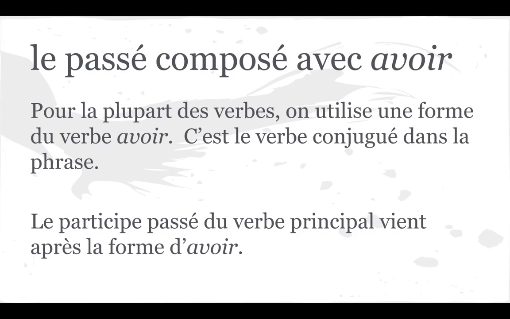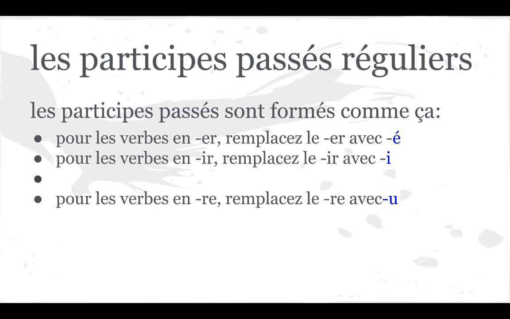Now, if you're using avoir with the passé composé, most of the verbs in the French language take that as their helping verb. You have to use the conjugated form of the verb avoir that goes with your subject, and then with that you use the past participle of the main verb in the sentence. Now, how do you make a past participle? That depends on what type of verb you have.